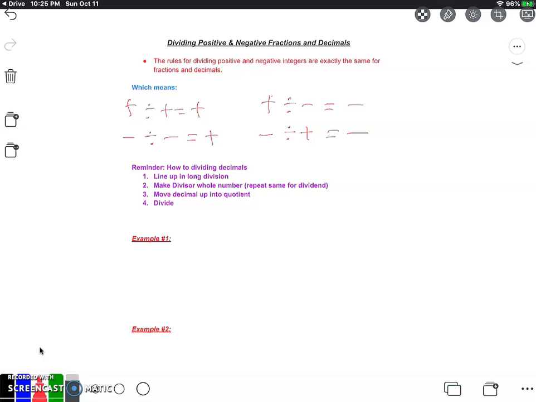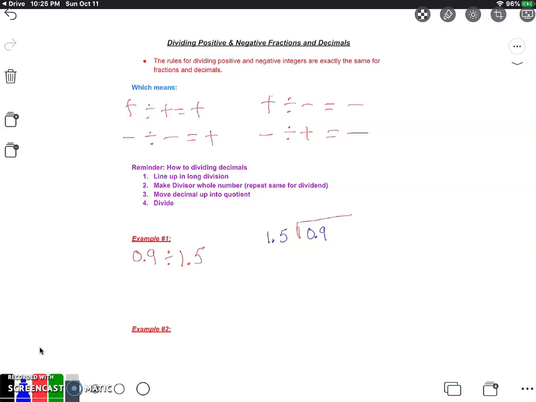So the first example we're going to do is 9/10 divided by 1 and 5/10. All right. Remember, the first thing you want to do is line it up in long division. All right, so I'm going to line it up in long division. 0.9 goes on the inside, and 1 and 5/10 go on the outside.